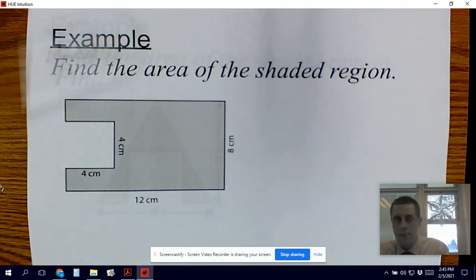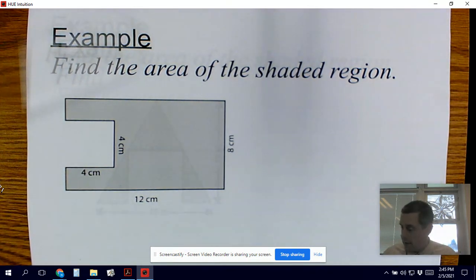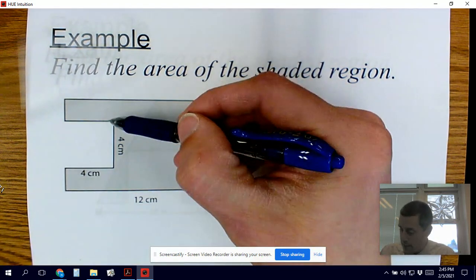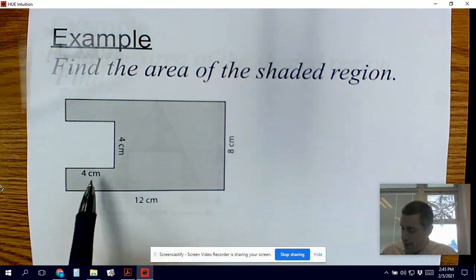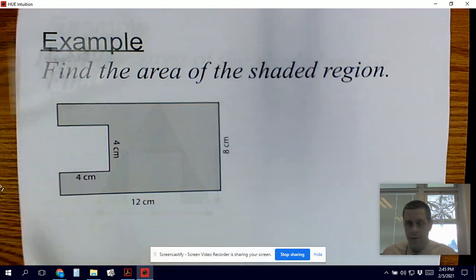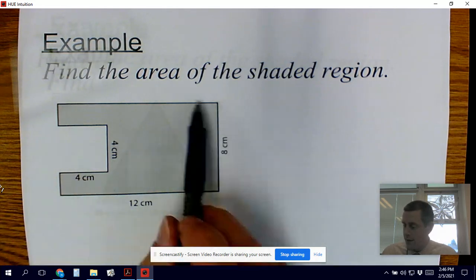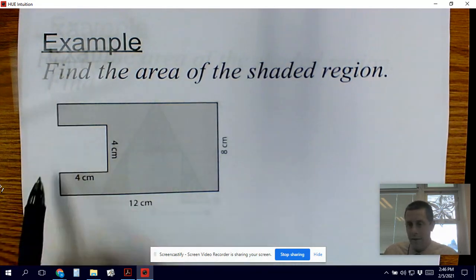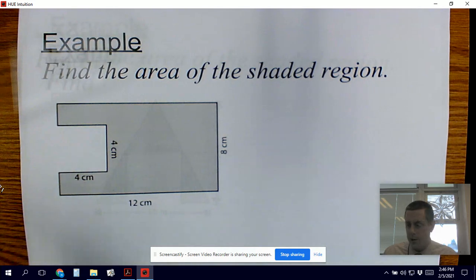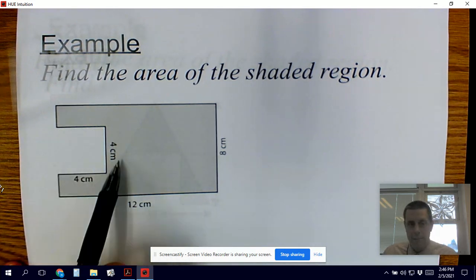Okay, let's try another example together. We have another irregular figure on the screen. Now you could, from our previous lesson, cut this into 3 different rectangles, find the area of each rectangle and add them together like we did in a previous lesson. But today we want to practice calculating the area of this object as if it was a solid polygon and then subtract the missing piece.